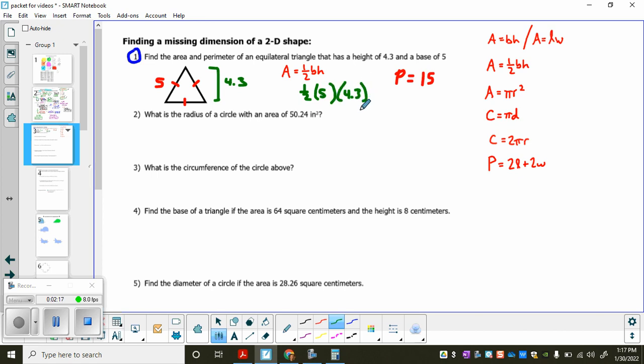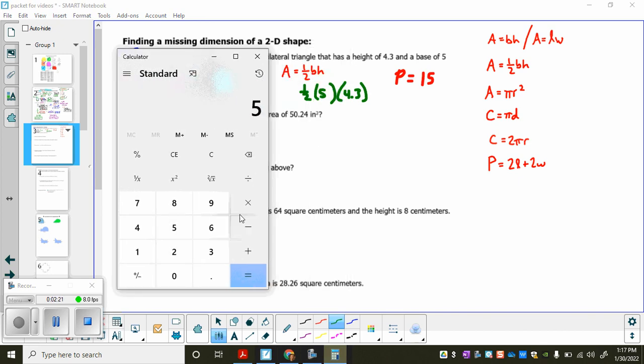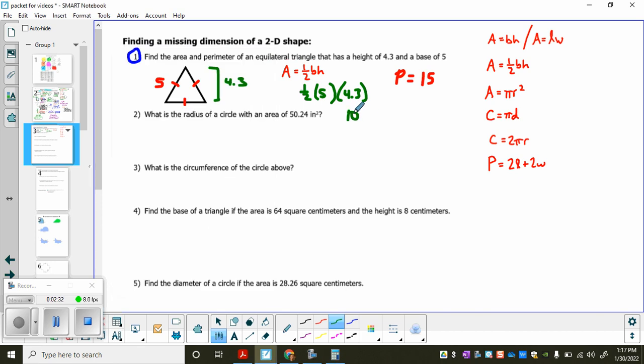And then you can just use the calculator for the rest. The way I like to enter this one in the calculator is to just do 5 times 4.3 and then hit divide by 2 to cut it in half. And we get a 10.75 for the area here, 10.75. It doesn't say anything, so we can put units, square units. 10.75 square units.